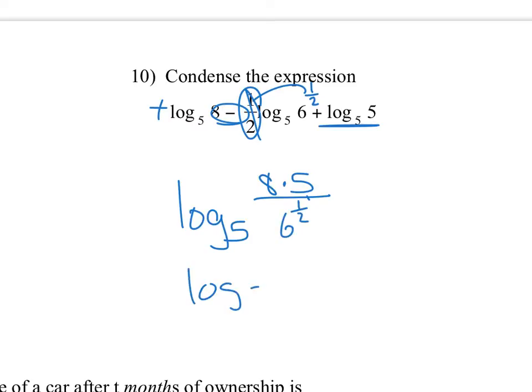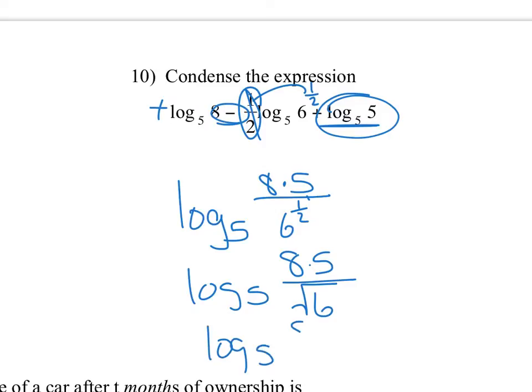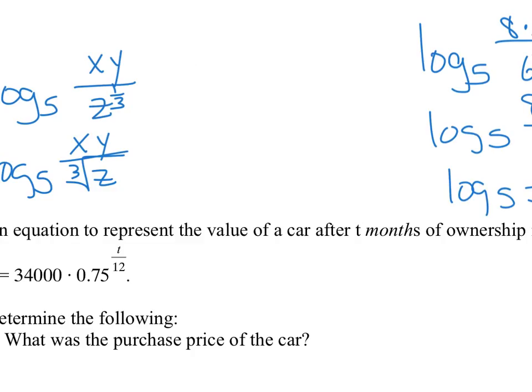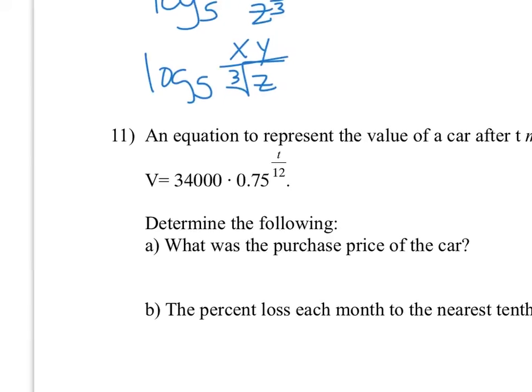So it's log base 5 of 8 times 5 over the square root of 6. You can also write log base 5 of 8 over radical 6 and multiply it times 5 on the side there, that's the same thing. Putting the 5 on the side is the same as putting the 5 on top. It's just the way you choose to write these problems.